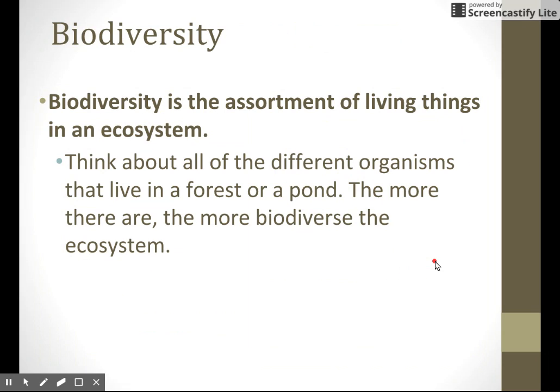Now, the reason we study this and we want to keep organisms alive around us is because we have this thing known as biodiversity. So biodiversity is the assortment of living things in an ecosystem, and we want a lot. Oftentimes when humans come in, they remove a lot of the biodiversity, but that can affect a lot of things, which we're going to learn fairly soon here. But I want you to think about all the different organisms that live in a forest or pond. The more there is, the more biodiverse that ecosystem is.